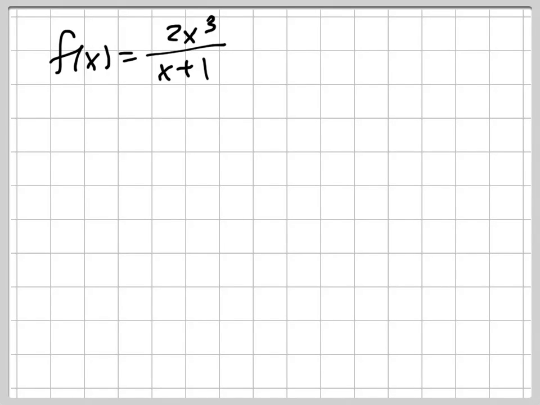Graph f of x equals 2x cubed over x plus 1. This is a rational function, and there's going to be a funky asymptote because the degree of the numerator is bigger than the degree of the denominator. So let's first find the asymptote. That's really the most complicated part. The way I do that is by dividing.